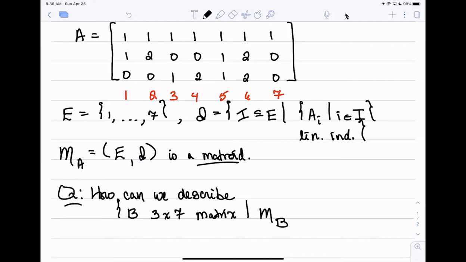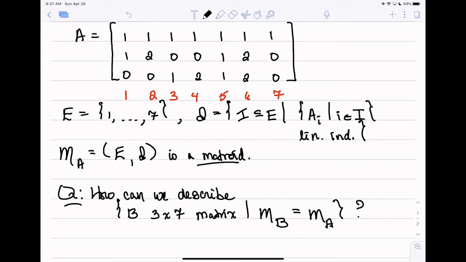So I'll look at the column labels of B, and I'll declare a set to be independent if the set of columns that it labels, indices, is linearly independent. And I'll want that to be the same matroid that I started with. Okay, so that's really what I'm talking about, is how can I describe this set?